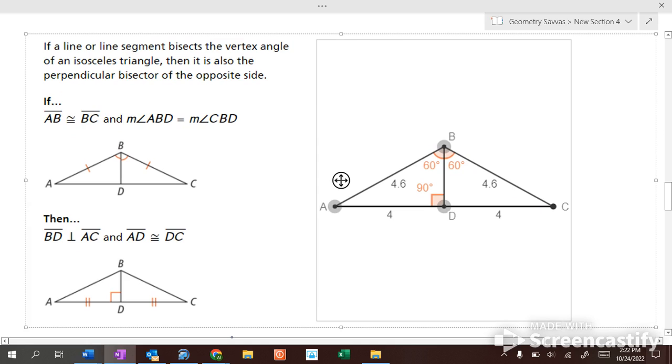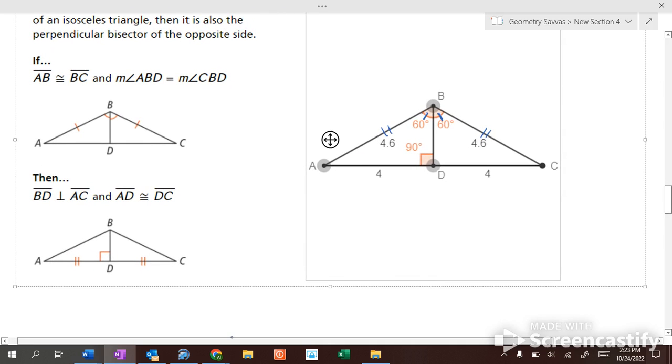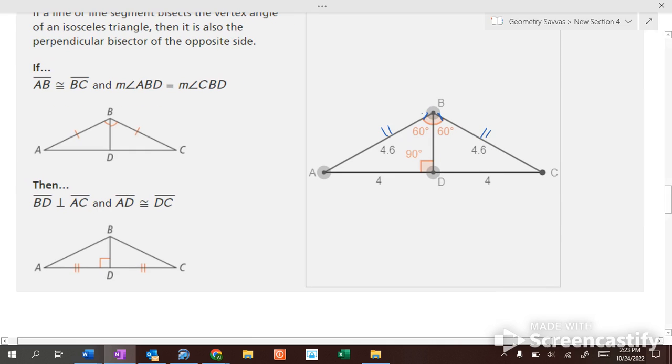If you draw a perpendicular bisector in an isosceles triangle, it'll hit the midpoint of the opposite side. Okay? So, I should have said, if you draw an angle bisector to the vertex of the angle in between the two congruent sides, it'll become a perpendicular bisector. It'll hit the midpoint of the opposite side and it'll be perpendicular. Okay? So the angle bisector of the vertex angle is the perpendicular bisector.